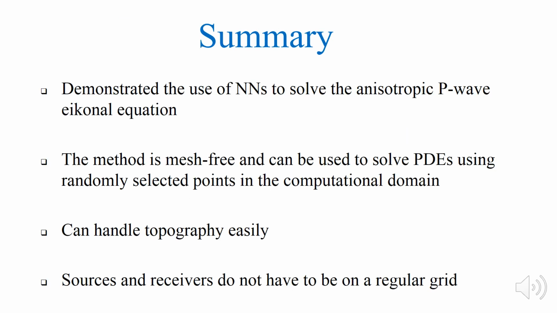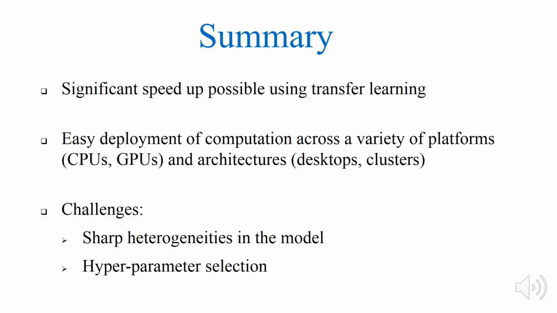All right, to summarize what we have seen in this talk, we saw how we can use neural networks to solve the anisotropic P-wave eikonal equation. One thing that should be mentioned is that this method is mesh-free. Therefore, when you're training, you can randomly choose points within your computational domain. They don't have to be on a regular grid. We can also handle topography very easily. There is no special treatment needed when you have topography in your model, and sources and receivers do not have to be on a regular grid either. So this is one good feature compared to conventional techniques.